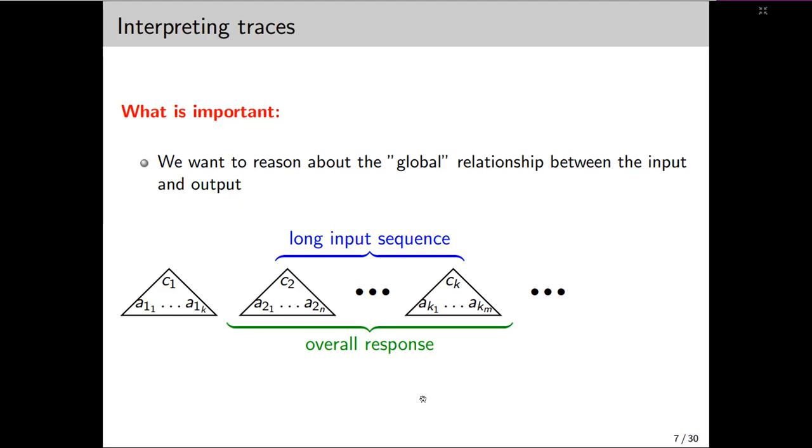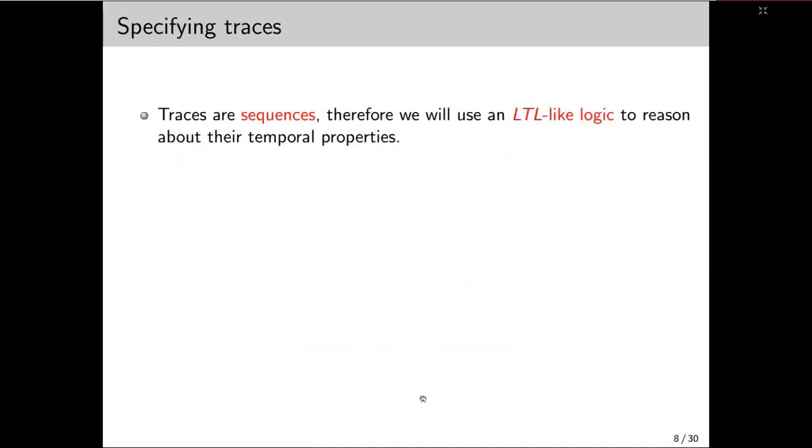And when specifying the properties of traces, I want to specify this relationship between long sequences at the top and long sequences at the bottom. If we just had local relationships inside triangles, then it would be just one infinite word over an infinite alphabet. But now we have these two words, actually two sequences, and some relationship between them. So, okay, how do we specify them? Since traces are still sequences, we will use something to specify sequences, something based on linear temporal logic, for example, because it's a well-studied and conventional way to do that.